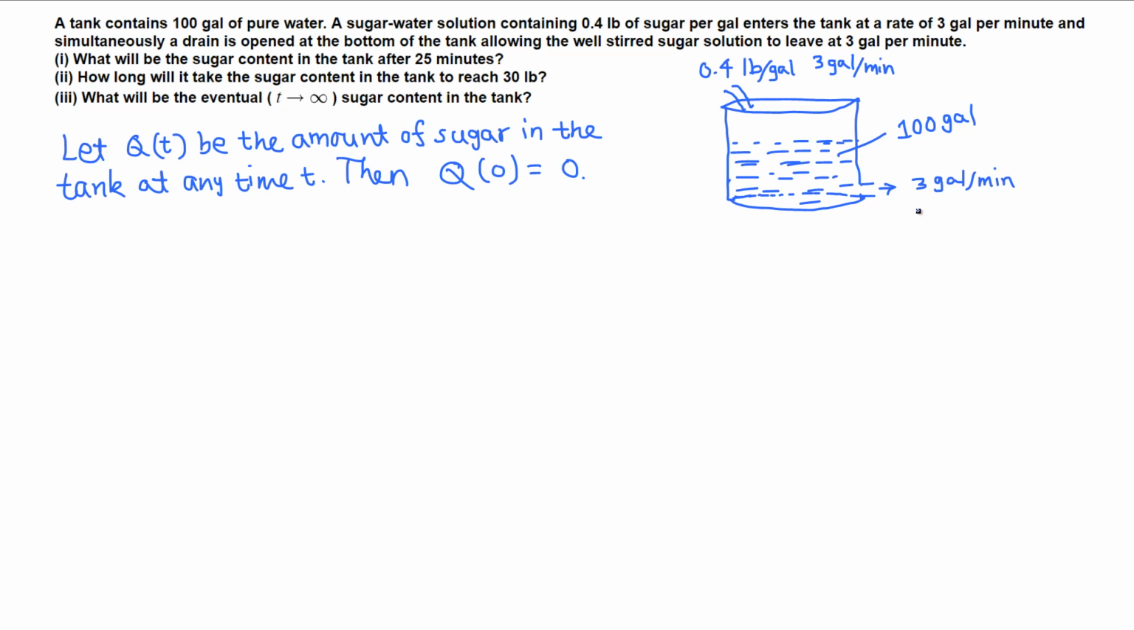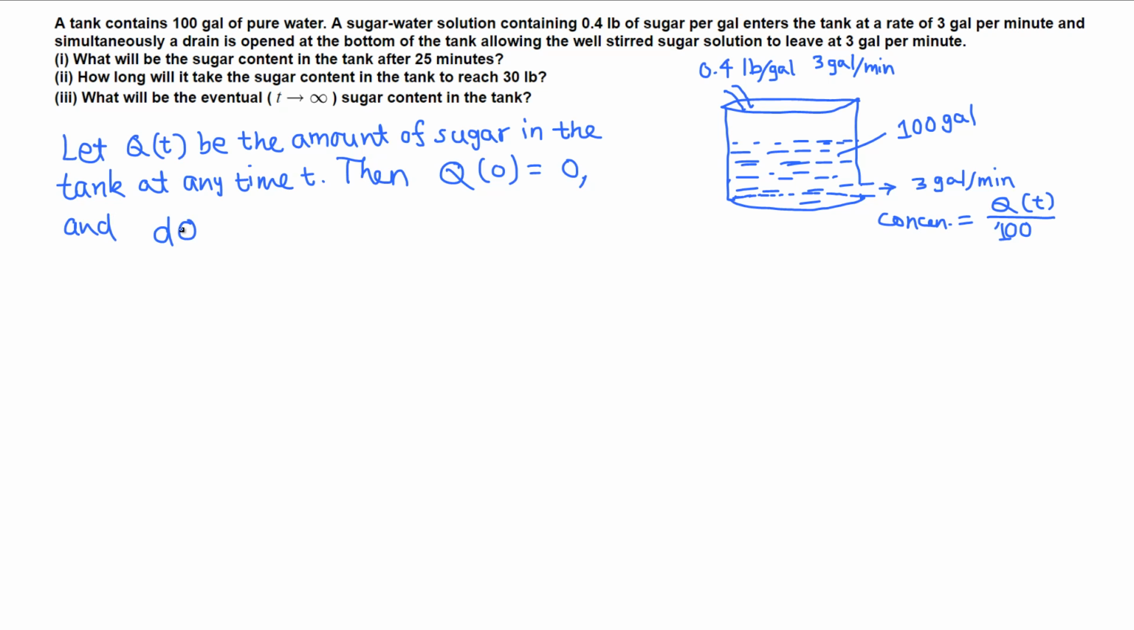That means the concentration will be the amount of sugar Q at any time t divided by the volume of the water, which is 100 in this case. It's fixed because this mixed sugar solution is getting in at the rate of 3 gallon per minute and getting out at the same rate. So it's 100. Okay. Then this process can be modeled using the following differential equation.